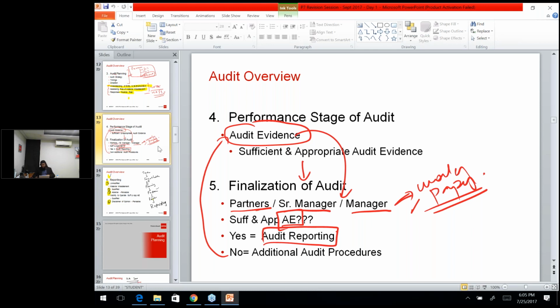Then we talked about the finalization stage of the audit. In the finalization stage, you have senior managers and a partner or a manager who tests the entire work that has been done up till now on this audit, and then decides if sufficient and appropriate audit evidence has been obtained or not. If it has been obtained, he goes for the reporting. If sufficient or appropriate audit evidence is not available, he asks you to perform additional audit procedures and gather more audit evidence so that he can draw a proper conclusion. So we talked about it, and then we moved forward.